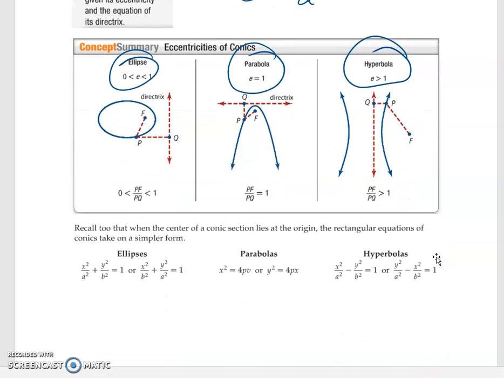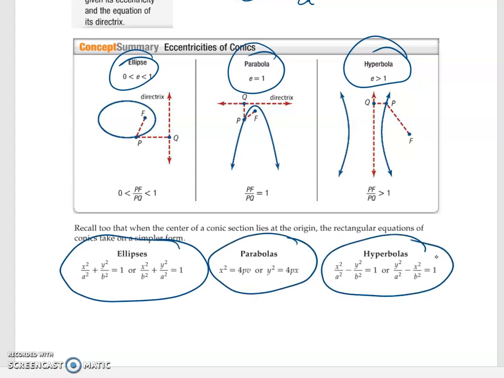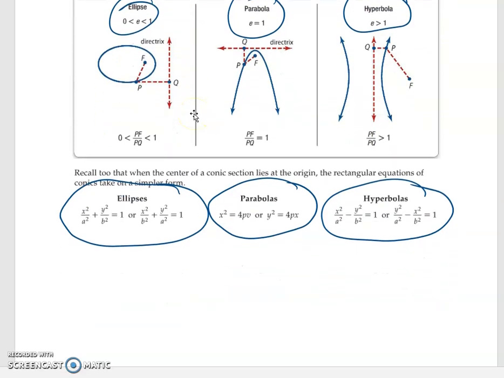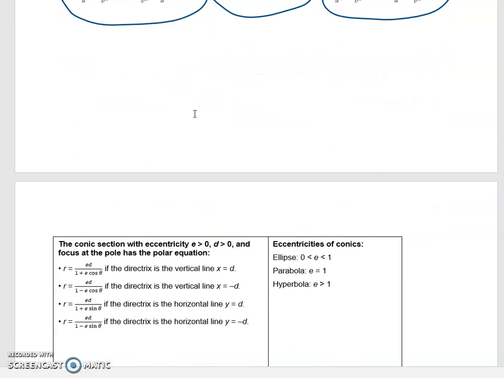And then these down here are the rectangular equations for each of those, if you can remember that. In this case, it's the very basic where the center is (0, 0), or in the case of the parabola, the vertex is (0, 0). We're going to refer back to this chart with eccentricity quite a bit in this lesson, because we need that to determine what kind of equation we have.